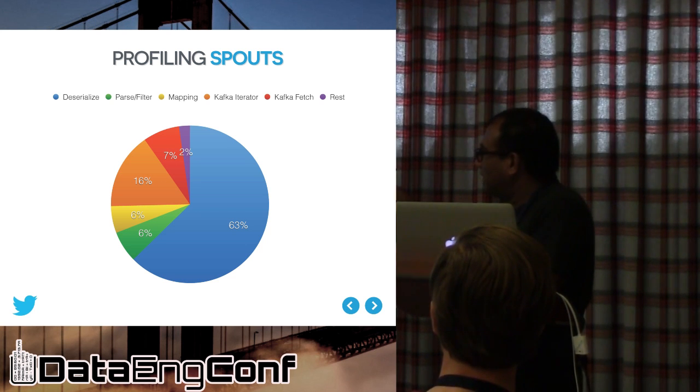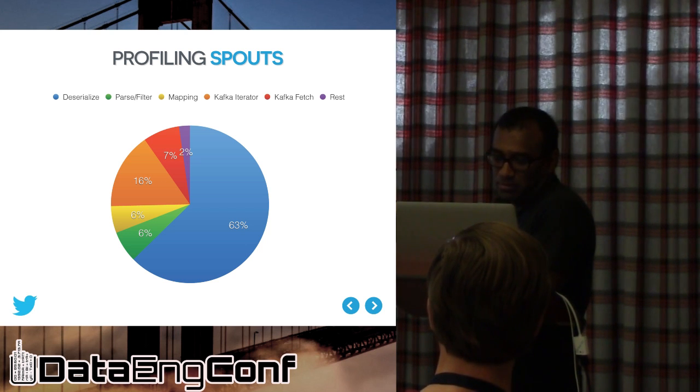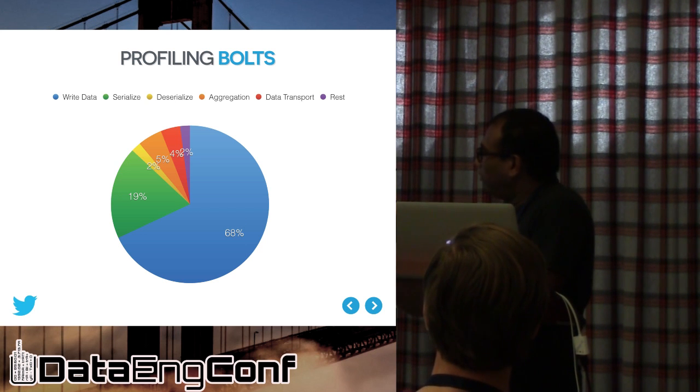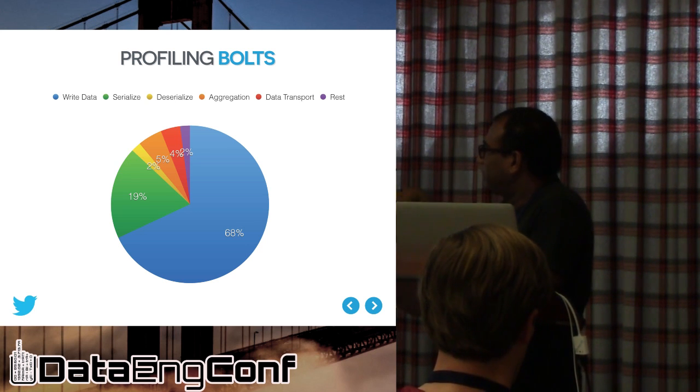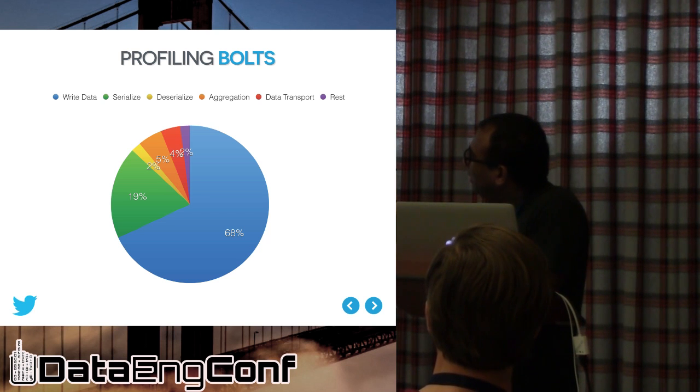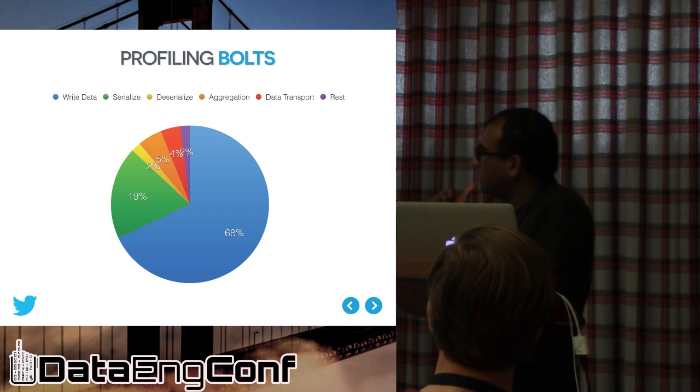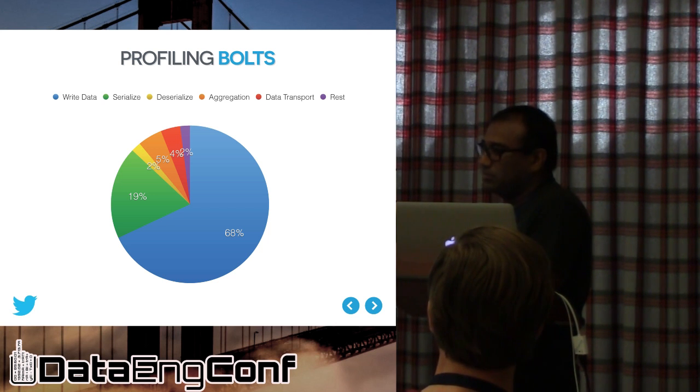As you can see, the notion of fetching data itself, 63% plus 16, is 79 plus 7, about 85% of the spout cost is fetching data from another source. That itself is a major issue. That's where we are paying the penalty in terms of CPU cores. Then if you profile bolts, which are already noise overall, 68% goes to writing data into Redis, and 19% goes into serialization. The rest is all noise.